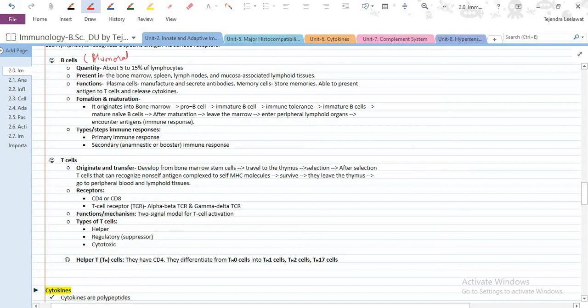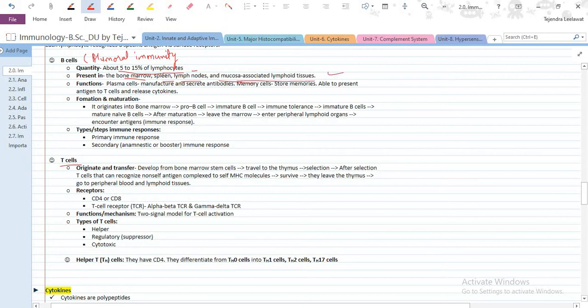Okay, so these are involved in the humoral immunity, which I already told you. These B lymphocytes are 5 to 15% of the lymphocytes in the blood, and the rest of the lymphocytes are T lymphocytes. So we can say that T lymphocytes are higher. B lymphocytes are present in the bone marrow, spleen, lymph nodes, and mucosa associated lymphoid tissues.